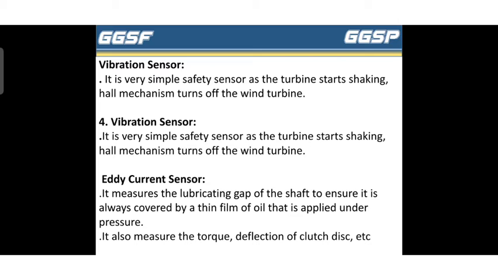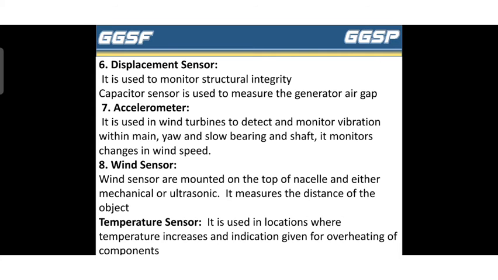Eddy current sensor. It measures the lubricating gap of the shaft to ensure it is always covered by a thin film of oil that is applied under pressure. It also measures the torque deflection of clutch, disc, etc. Displacement sensor. It is used to monitor structural integrity. Capacitor sensor is used to measure the generator air gap.